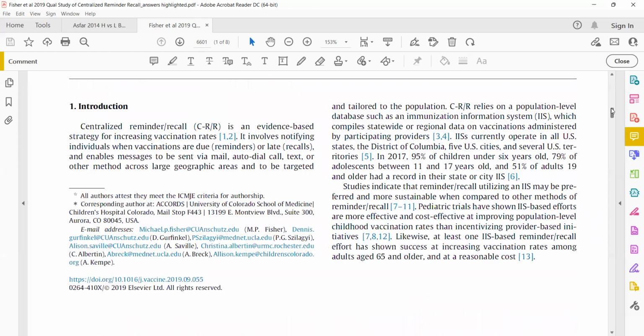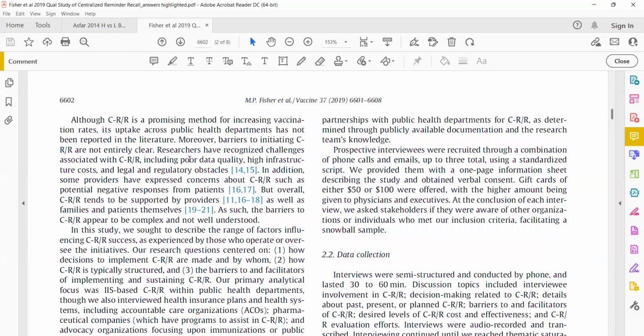You'll notice the same process. They begin with an introduction. So what's the deal, right? Why are we studying it? We're studying the system of evidence-based strategy for increasing vaccination, but we know that it's costly and we know there are some problems in getting it implemented. And it's not really been researched. So we want to research this problem.